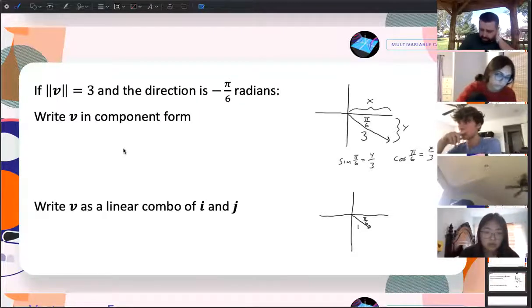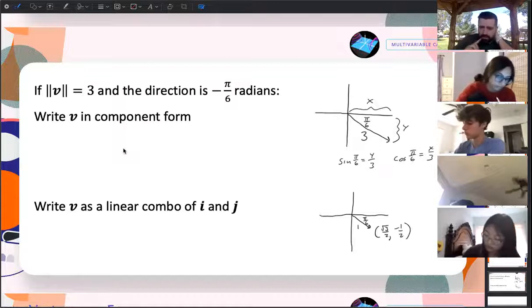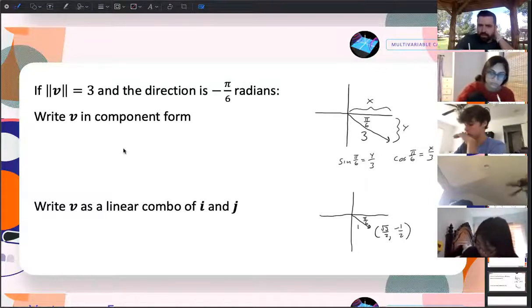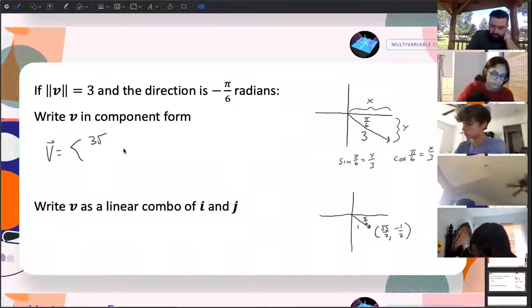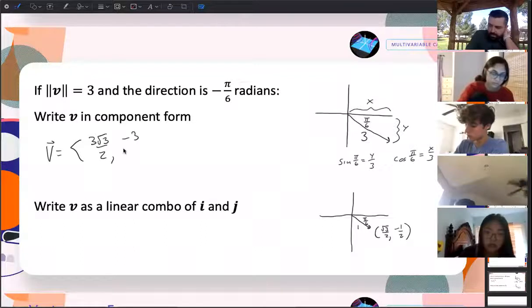Right, if we were on the unit circle, this would be root 3 over 2, negative 1/2, knowing that that's a magnitude of 1. So if we want a magnitude of 3, we just multiply by 3. You'd get the same thing either way, right? You could use trig, you could use the unit circle. In component form, it'll be 3 root 3 over 2, negative 3 over 2.